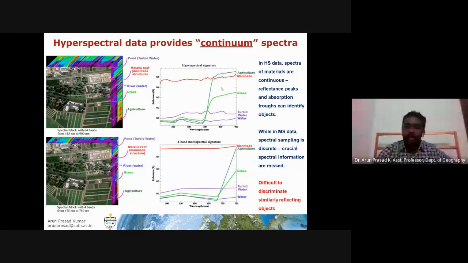That's why in multispectral data, it is difficult to discriminate similarly reflecting objects. In multispectral space, two different objects may have almost similar reflectance, which means they would appear the same in multispectral data. Whereas in hyperspectral, based on physical and chemical properties, even small changes can be recorded and considered for classification, and we can clearly say these two objects are different.